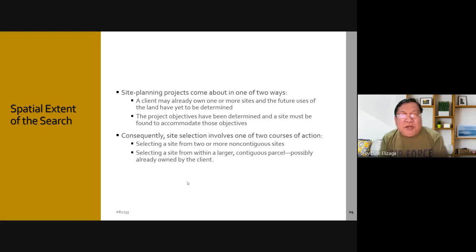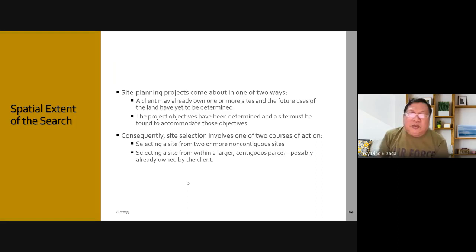Now, site planning projects come about in one of two ways. Either a client may already own one or more sites, and the future uses of the land have yet to be determined, or the project objectives have been determined and a site must be found to accommodate those objectives. I mentioned earlier about the architect knowing that the client has land, or in this case lands, more than one, and there's no plan yet on what to do with them. Or there can be a plan to build something, and the client may already have the land, or if not, they can look for other lands which the client does not yet own. Or it's a combination.